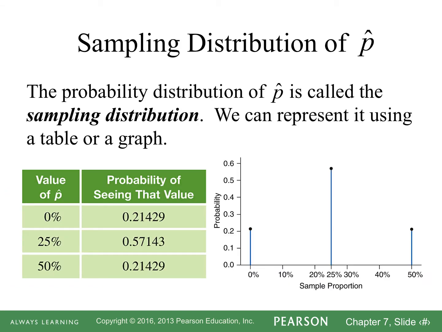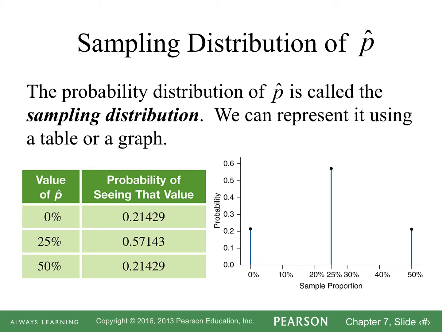Okay, so this is what the sampling distribution of p hat looks like. The probability distribution of p hat is called the sampling distribution. We can represent it using a table or a graph. So notice now we're talking about probabilities, and we're pulling in stuff that you learned in chapter 5 to go along with our sampling estimates.